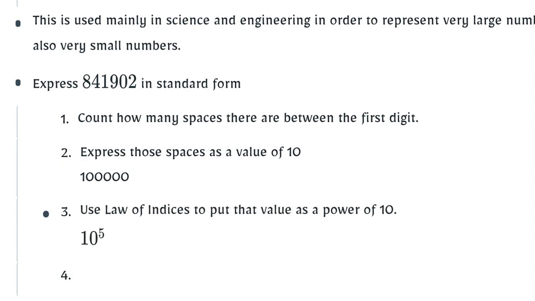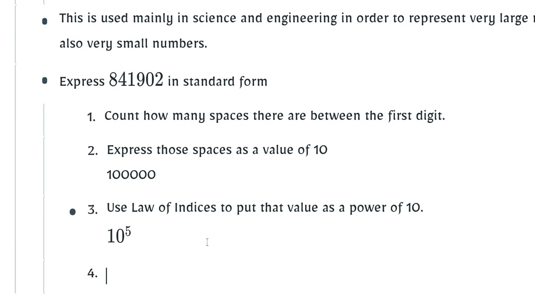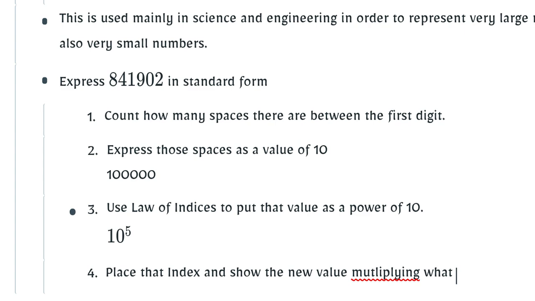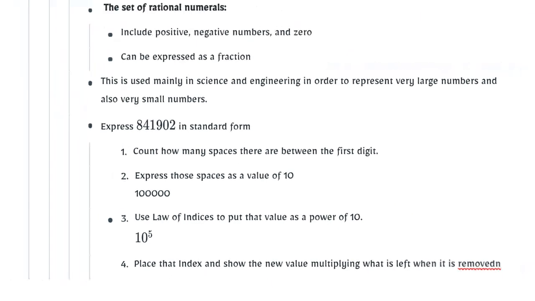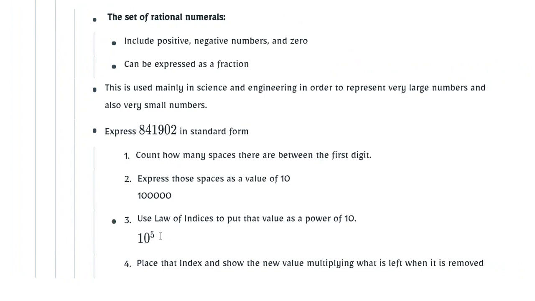The next step, and I want Jazeel to answer this for me now, right? We're going to say now, place that index and show the new value multiplying what is left when it is removed. So in other words, whatever 10 to the 5 is, you're going to pull it out. Pull out those spaces out of the 8, whatever. Right? So you'd only have 8 left.